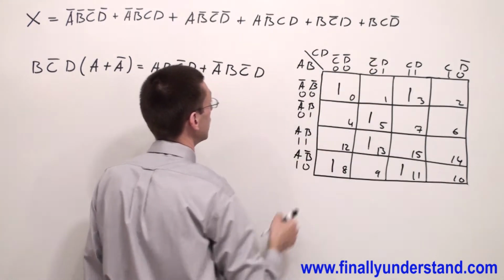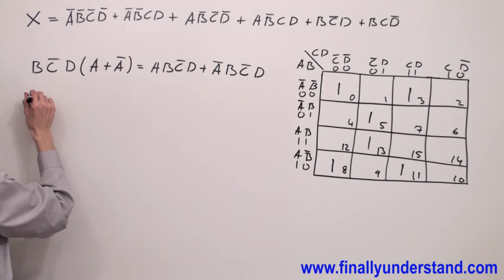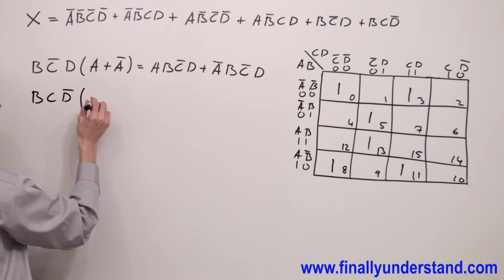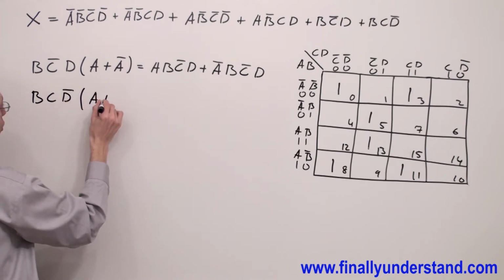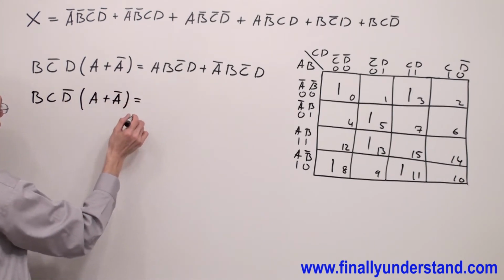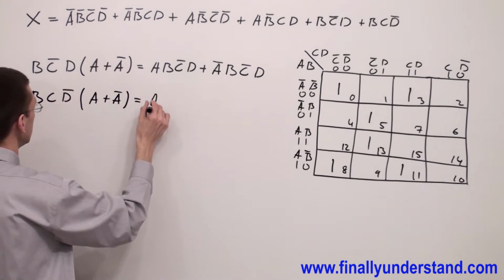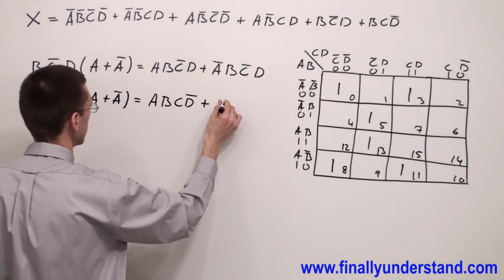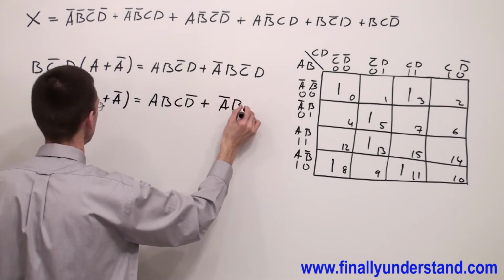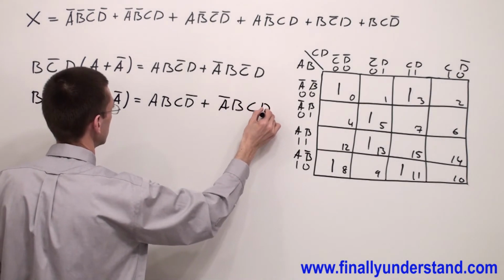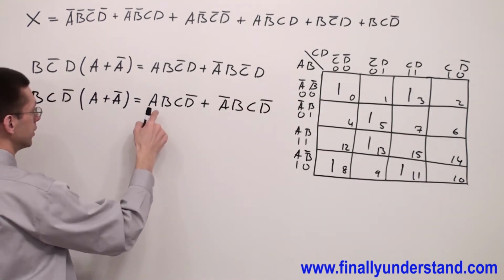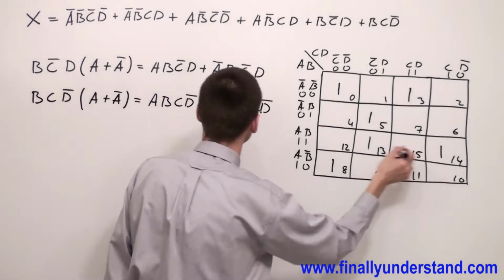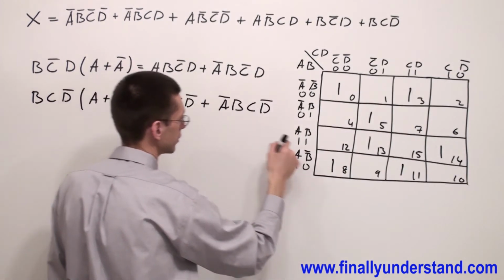Let's go to the next one. I have b, c, d naught. Again, I'm missing a. That's why I'm going to multiply this term by a or a naught. And I'm going to obtain a, b, c, d naught or a naught, b, c, d naught. This is binary 14 and this is binary 6.